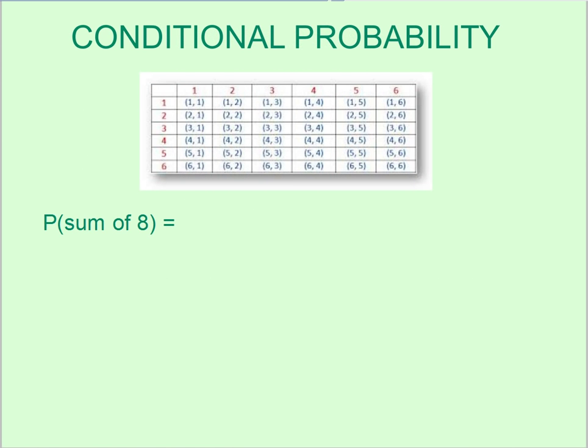Let's say that I wanted to find the probability of rolling a sum of 8. So when we looked at this before, out of all 36 results or possible outcomes, 5 of those gave me a sum of 8. So my probability was 5 over 36, or 0.14. There are 14% of these 36 outcomes that give me a sum of 8.